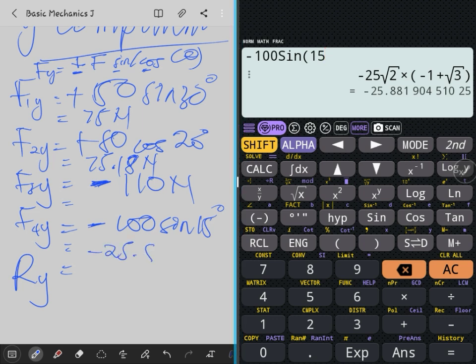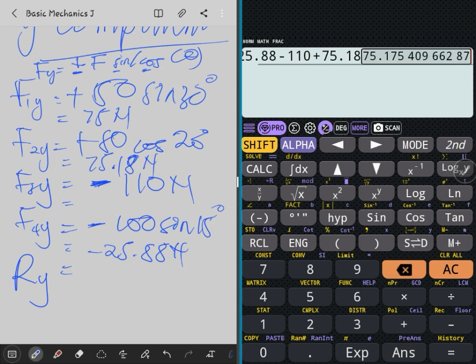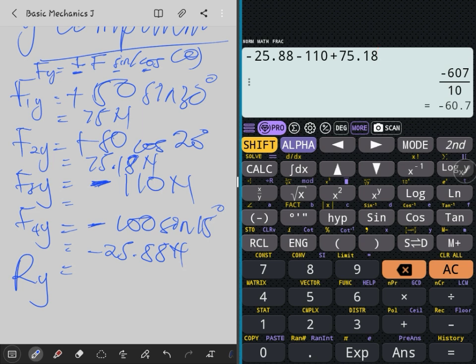Minus 25.88 newtons. So now you're adding them up, so that the sign should be there. Sorry, everything should be there. Minus 25.88, right? There's 4.3 minus what? 110, right? And then we have a plus 75.18, right? So minus 25.88 minus 110, and then plus 75.18, and then we have 75, right? So this is what happened, and then we get 14.30 newtons, right?